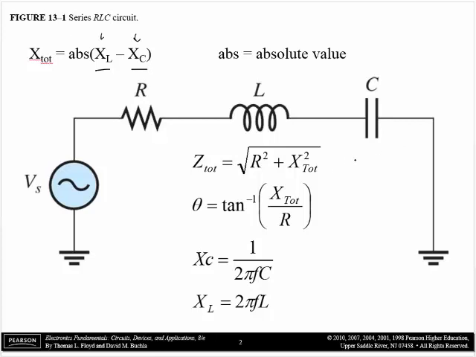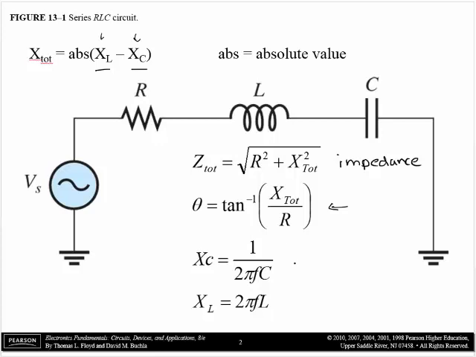Then, similar to the previous two chapters, we have a total impedance. The total impedance, Z, in ohms, is still the square root of R squared plus X squared. But the reactance, X, is defined by the difference between the capacitive reactance and the inductive reactance. And we'll have the same formula for phase angle, only it's X total divided by R as the argument of the inverse tangent function.